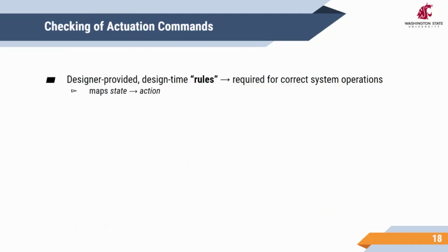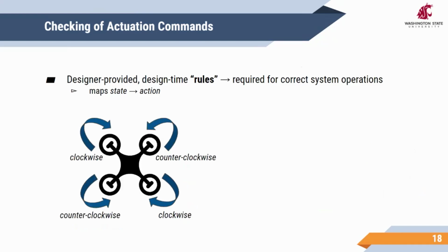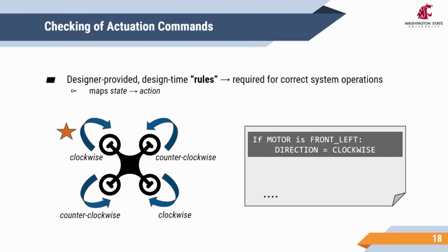Now, how do we know which command is needed for correct operation? So we use a rule-based checking mechanism that maps the system state with the set of actions. For example, if we relate to the previous case, the example of the quadcopter, the system state is the direction in which it will move, and the action is the corresponding rule.